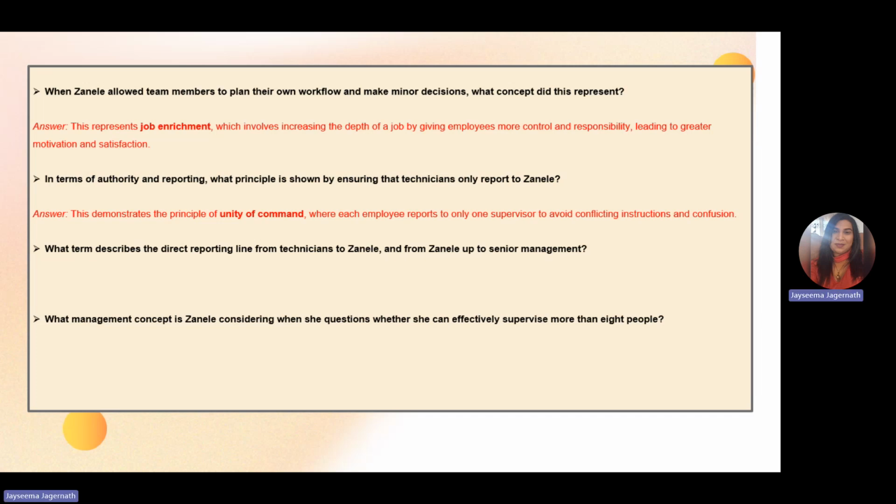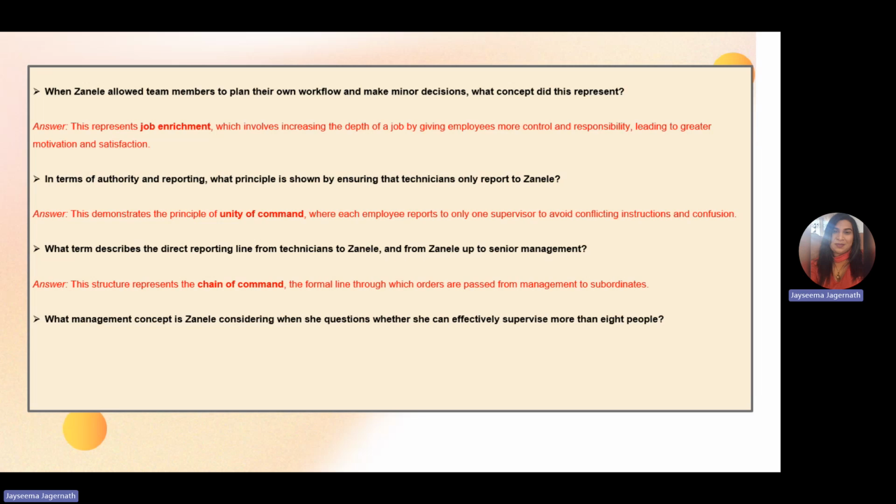What term describes the direct reporting line from technicians to Zanele and from Zanele to senior management? Okay, this is chain of command. So what we are saying here is who reports to who and what does that look like? We are not saying that the technicians' voice can never lead up the ladder or go to senior management, but we are saying you report to Zanele, who reports to senior management, and that is the flow.